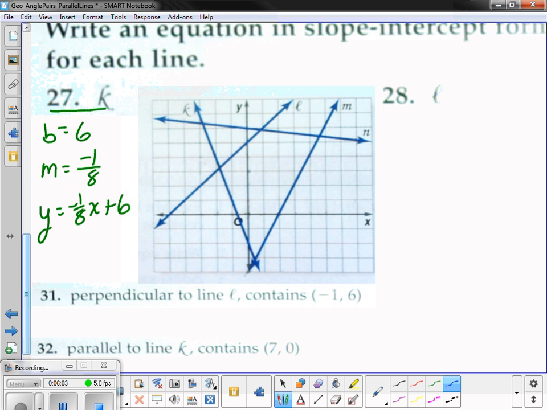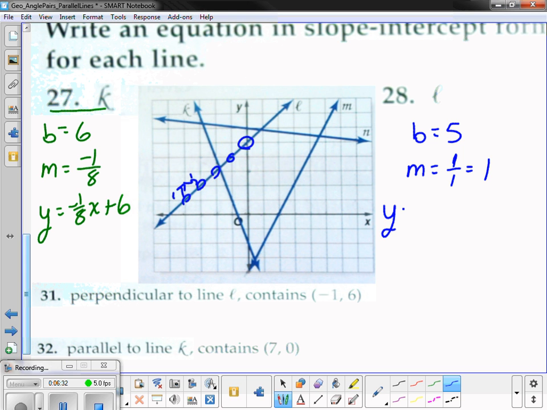Switch colors. It says line L. So again, the first thing I'm going to look at is, where does L cross the y-axis? Well, it crosses the y-axis at 1, 2, 3, 4, 5. And what is its slope? I just have to find another point on the line. Well, there's several of them here. It looks like it's right there. As I look at that, each one of those is up 1 and over 1. So my slope is up 1 over 1. If I reduce it, I just get 1. So my slope is 1.